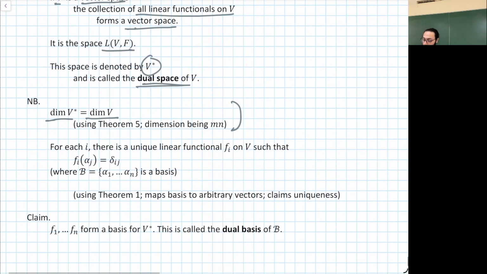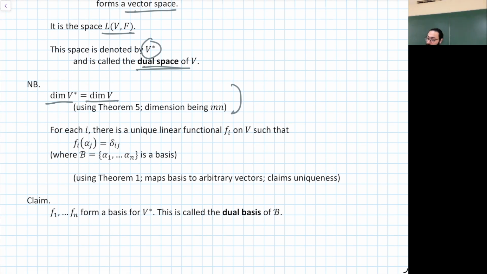Okay. Further, it turns out that you can also define a basis as follows. So this f_i, basically you're sending alpha_j to delta_ij. And this is the map. So you take a vector. Okay, so the ith linear function takes any of the basis vectors, and if it matches exactly the vector it's looking for, it gives you 1. Otherwise, it gives you 0.